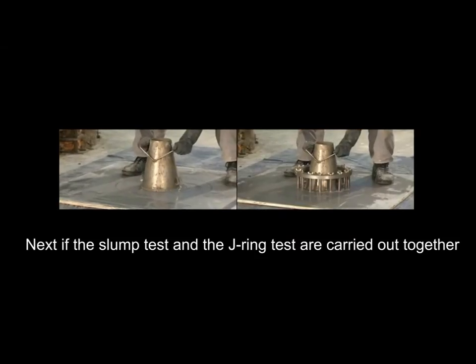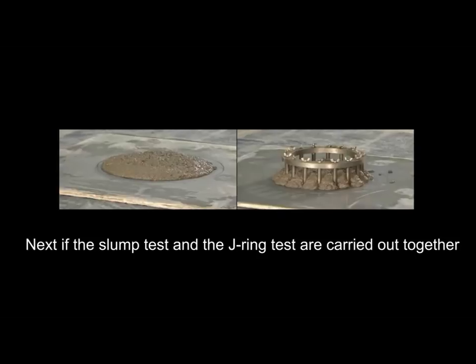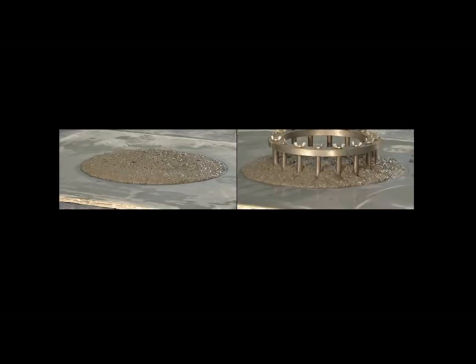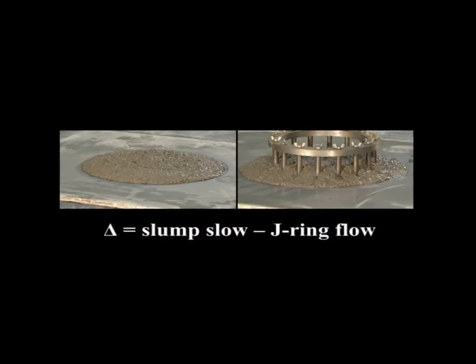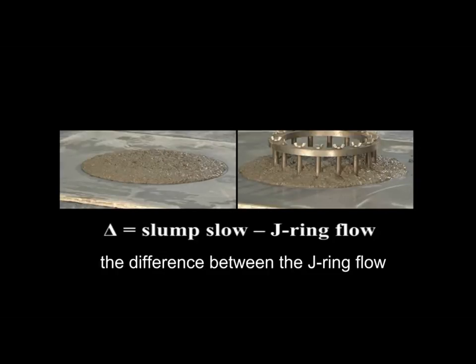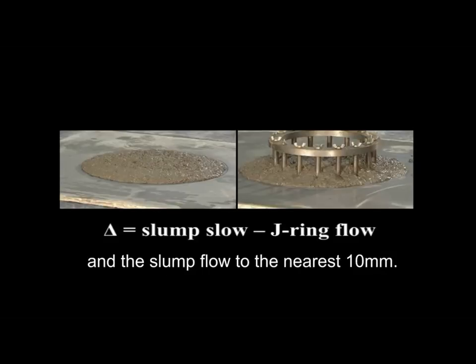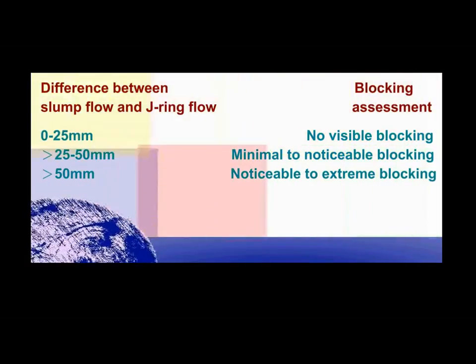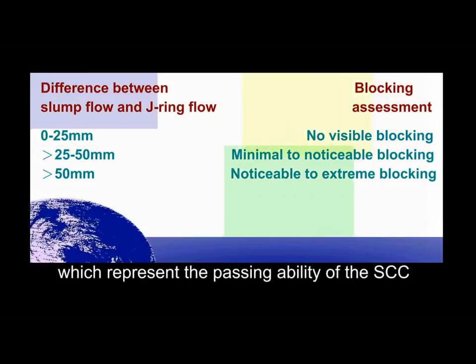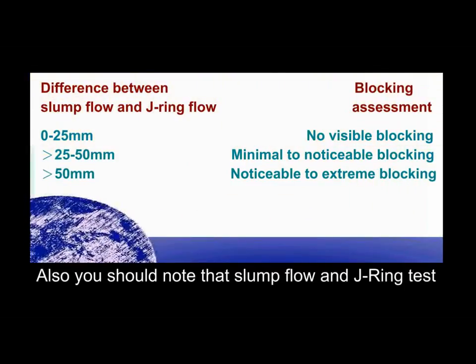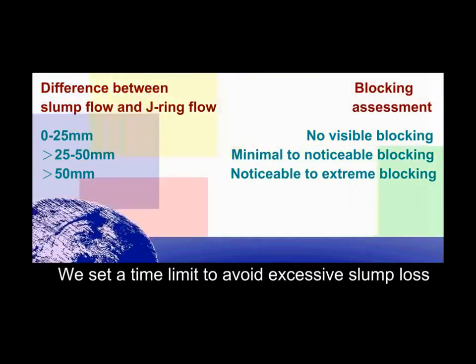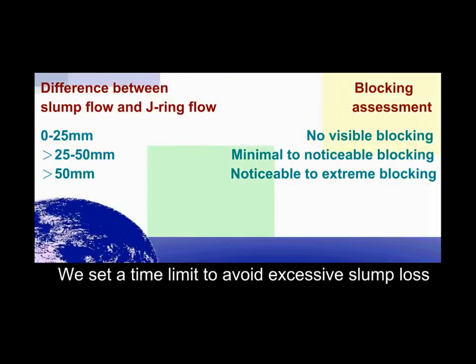Next, if the slump flow test and the J-ring test are carried out together, we can assess the blocking of SCC. We can do it by calculating the difference between the J-ring flow and the slump flow to the nearest 10 mm. This difference gives a measure of blocking assessment, which represents the passing ability of the SCC. Also, you should note that the slump flow and J-ring test must be completed within 6 minutes. We set a time limit to avoid excessive slump loss.